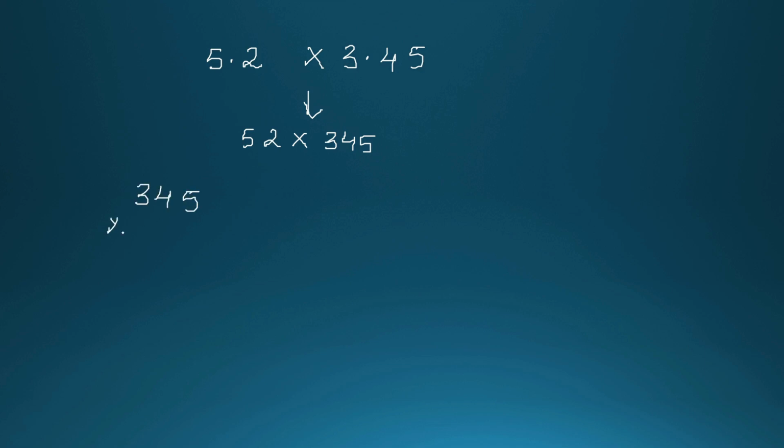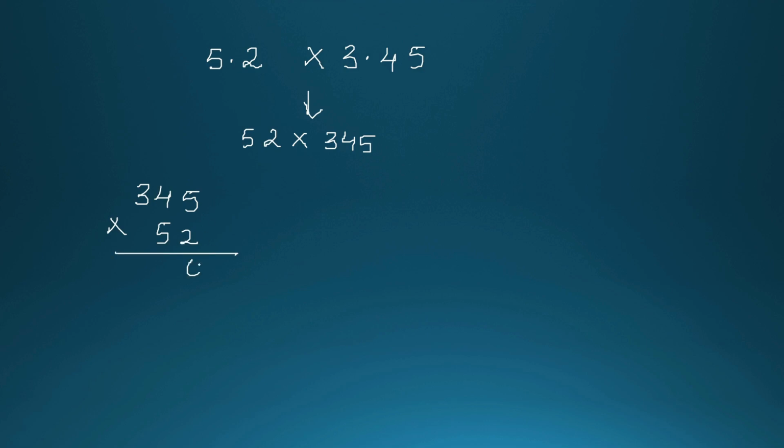Let's take 5.2 multiplied by 3.45. So in the first step, we'll have to consider that both the numbers are whole numbers. So let's take it as 52 times 345. Now, let's do the multiplication of the two numbers. So I'll put 345 on the top and then 52 down.